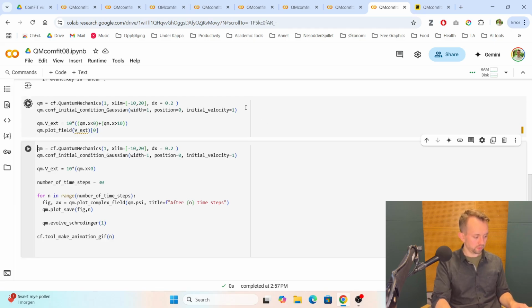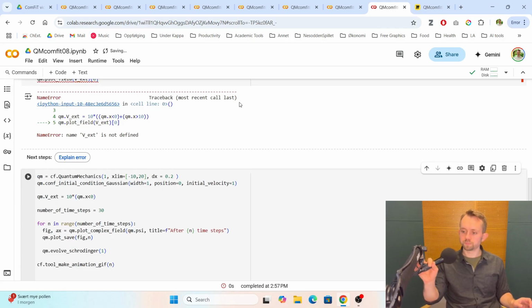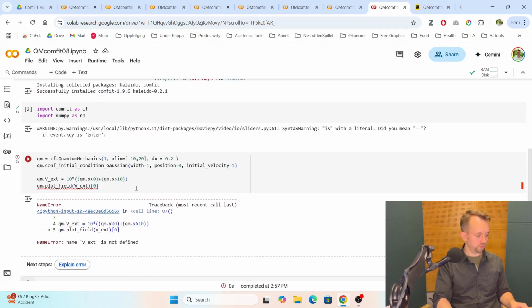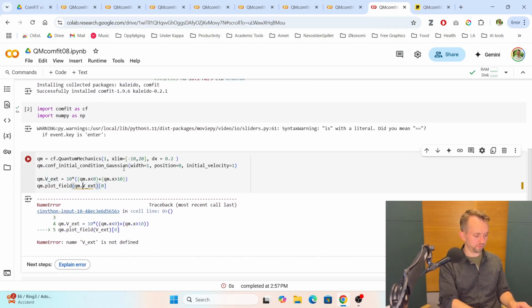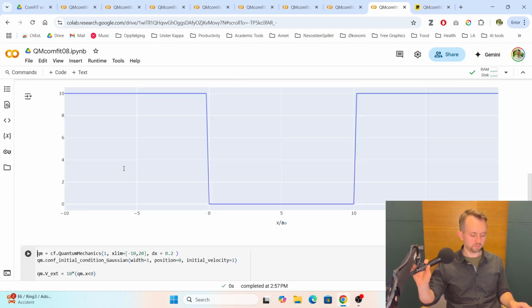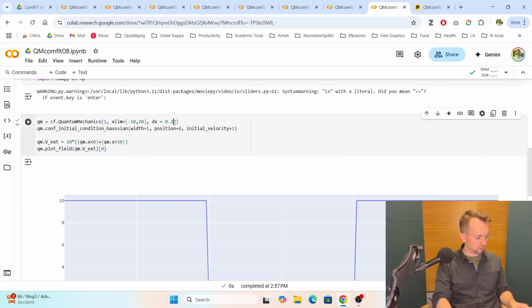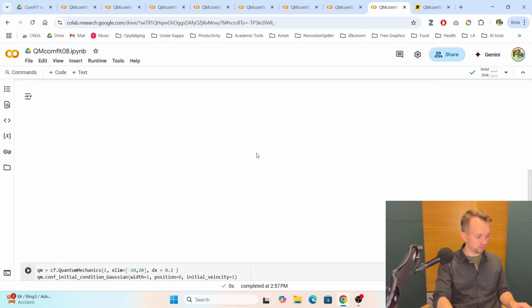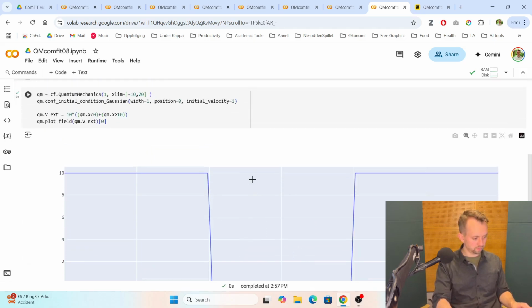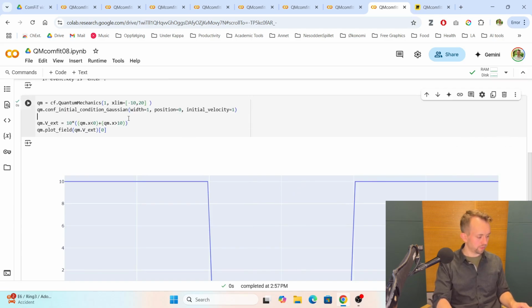And here you can see how that potential looks. Vxt is not defined. No, it's not, because it's contained in qm.vxt. So here you can see the potential that I'm inserting. It's 10 outside, and then it goes to 0, and then it goes to 10 afterwards. I don't think dx is supposed to be 0.2 here. I think I want it to be the default value. We'll have a look at that.